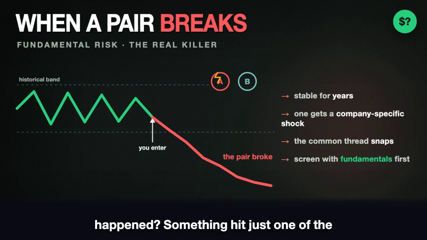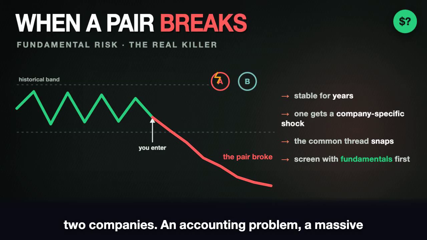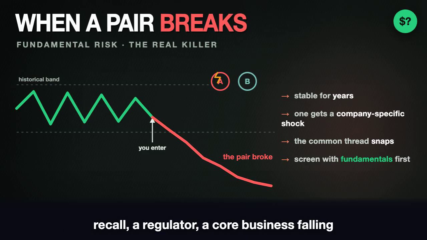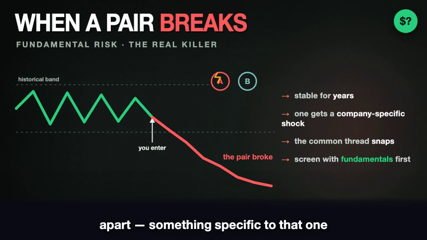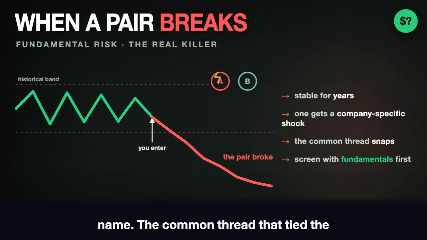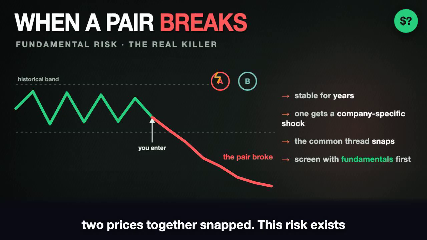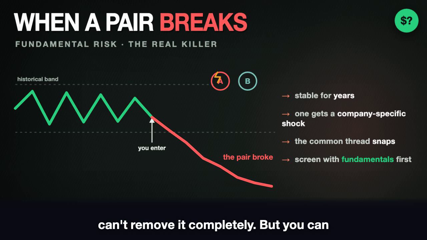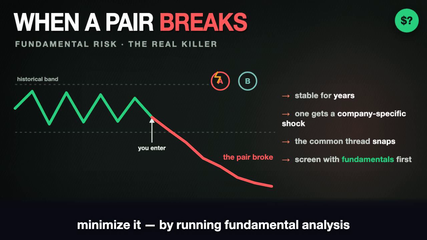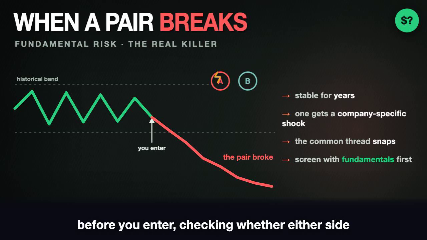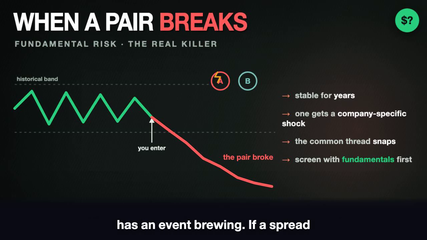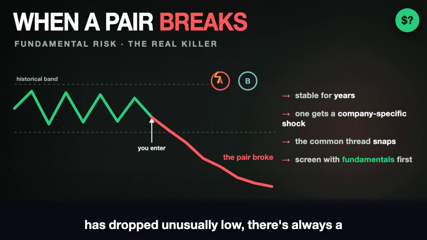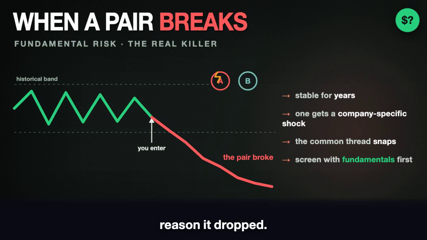Something hit just one of the 2 companies. An accounting problem, a massive recall, a regulator, a core business falling apart. Something specific to that one name, the common thread that tied the 2 prices together, snapped. This risk exists in every kind of investing, so you can't remove it completely, but you can minimize it by running fundamental analysis before you enter, checking whether either side has an event brewing. If a spread has dropped unusually low, there's always a reason it dropped.